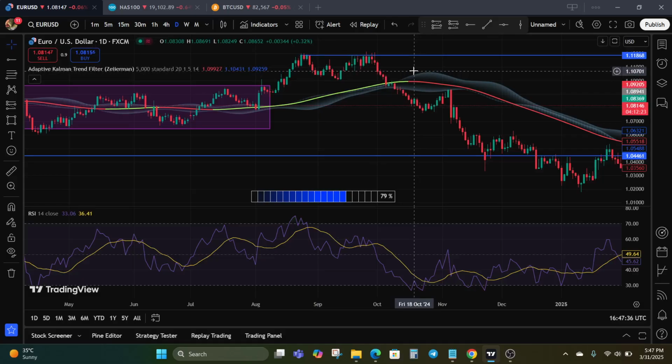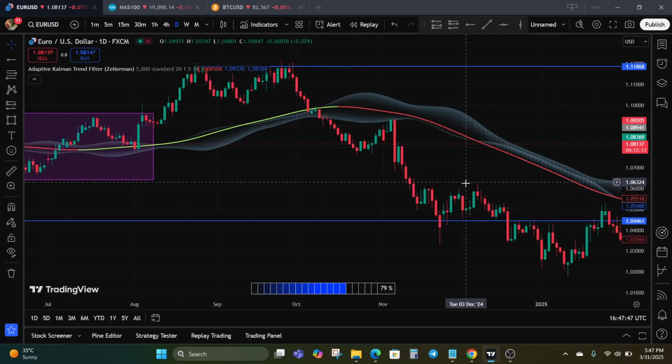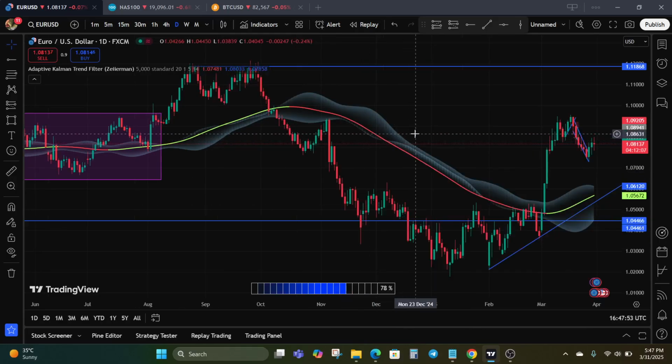Now, never rely on one indicator alone. Confirm your trades with other confluences. It's very, very important. If the indicator is flipping frequently, stay out of the market. This signals uncertainty.